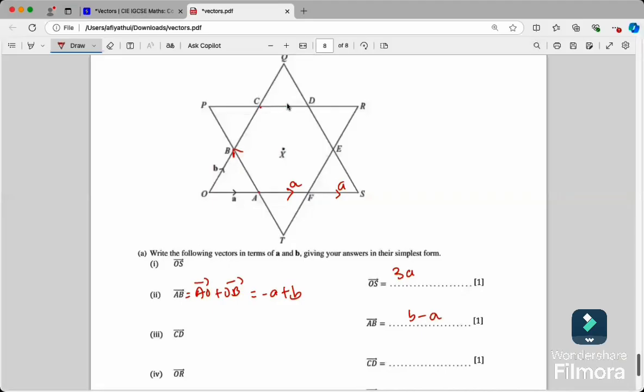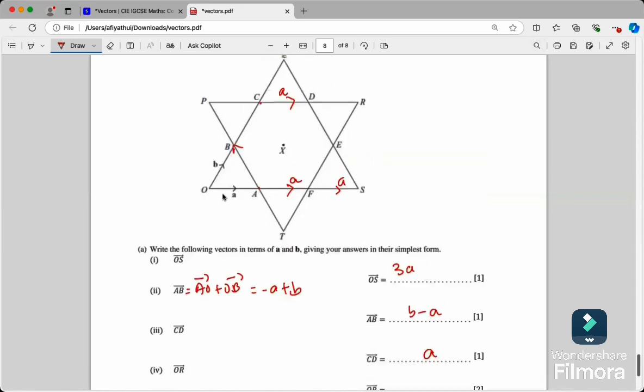So CD, if you look at this, this is parallel to AF. So CD will be same as AF. So we can just take it as A. Then OR. You can reach OR from O to F and F to R, right? Or you can go from O to C or C to R. So any path is fine.